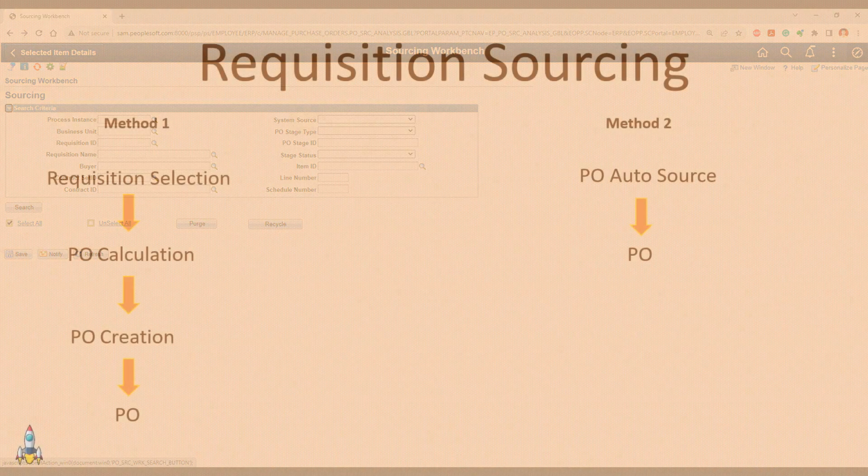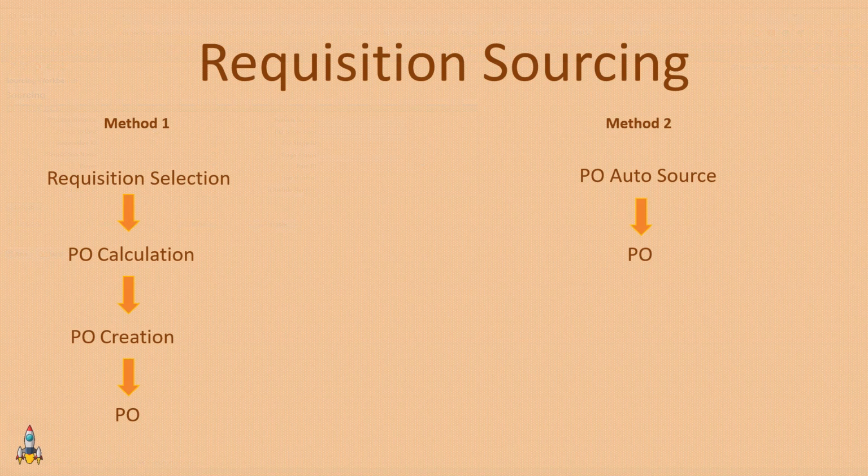Now the next process in requisition sourcing is the PO calculation process. So PO calculation process is used to calculate the PO parameters or convert the parameters into the supplier's parameters so that a valid PO can be created for the supplier. Now, what do we mean by that?